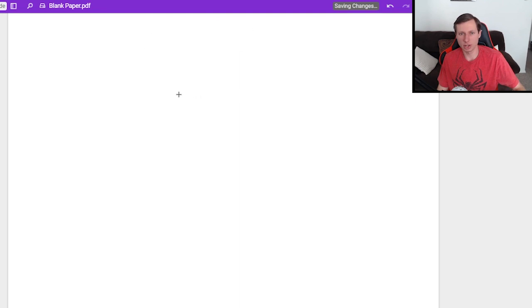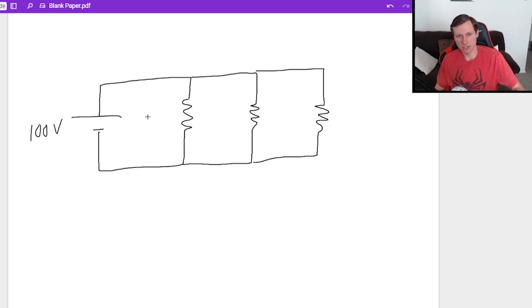Now let me redraw the circuit again, because this is the important part. This is where it starts to get challenging. So this is 100 volts. This is 4 ohms, 8 ohms, and 8 ohms.